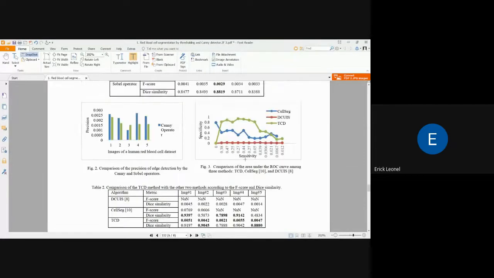On the other hand, regarding the AUC shown here in figure 3, we can see for image segmentation that the TCD algorithm in green produces a greater ROC than the other two proposed methods. So that's all. Many thanks for your attention.